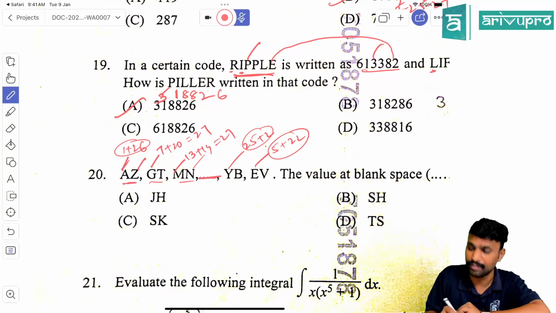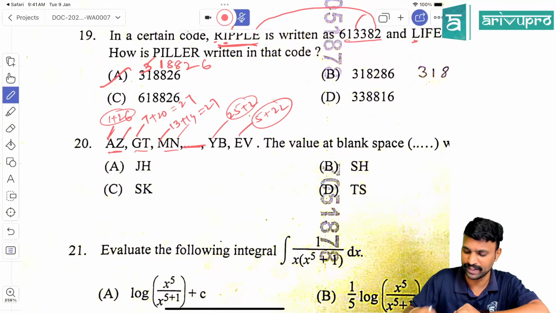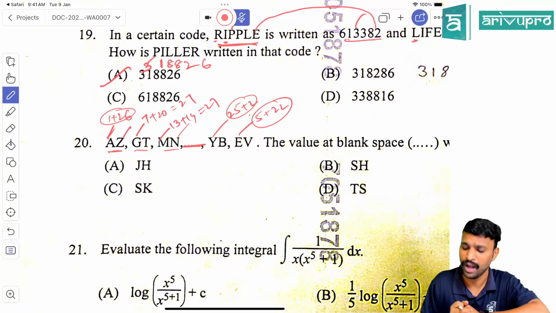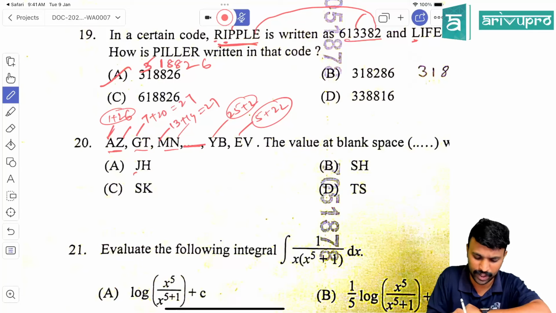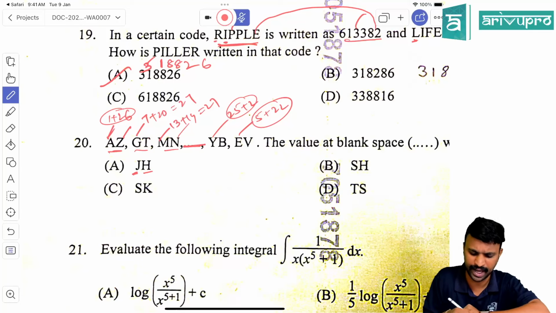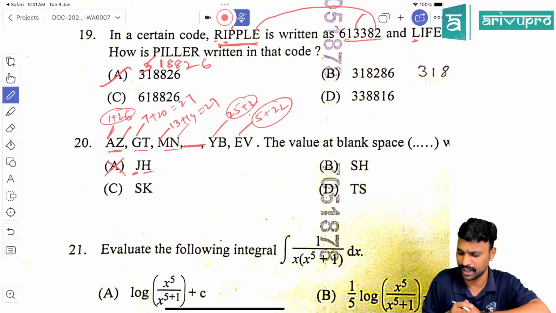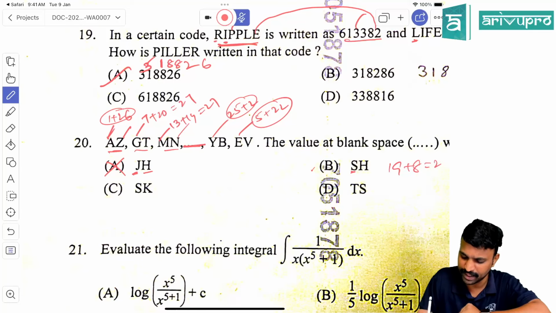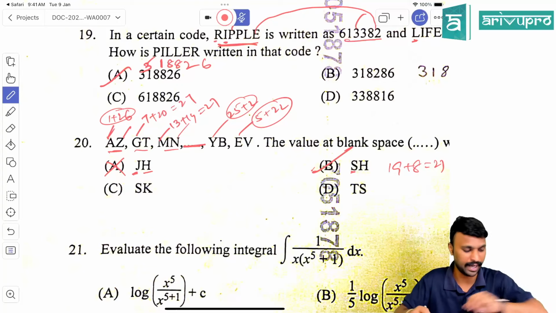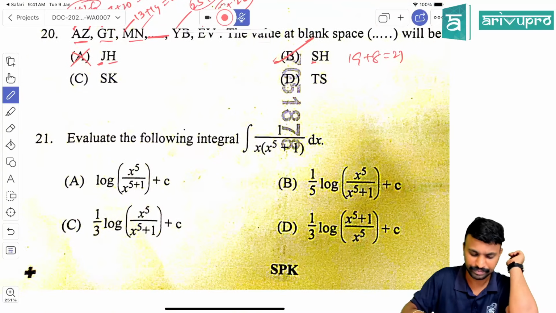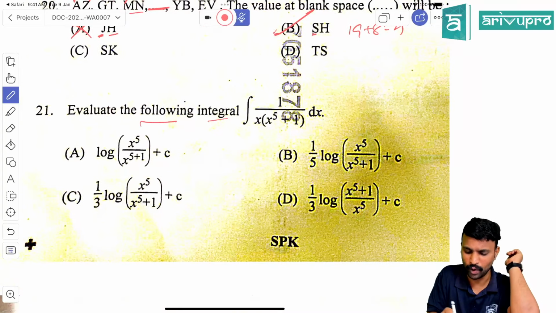So obviously, the two letters that we have to fill in the blanks, the sum should be 27. If you look at J and H, J is 10, H is 8, so the total is 18. It's not the right answer. If you see option B, S is 19, H is 8, 19 plus 8 is 27, so option B is the right answer. Moving on to the next question, evaluate the following integral.